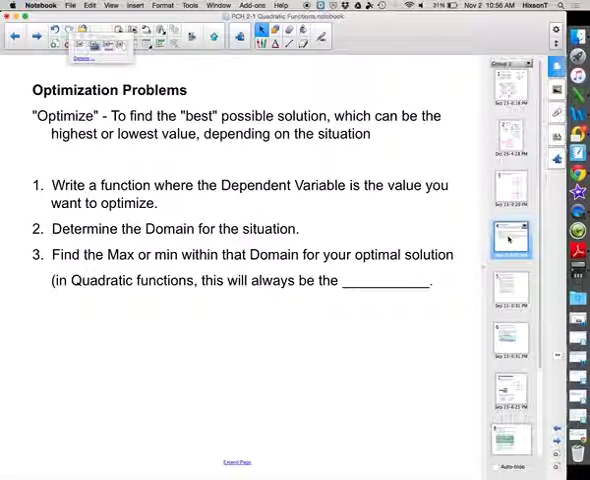Okay? So you have to look at the situation and ask yourself, am I trying to find the highest value here, or am I trying to find the lowest value here? Okay?